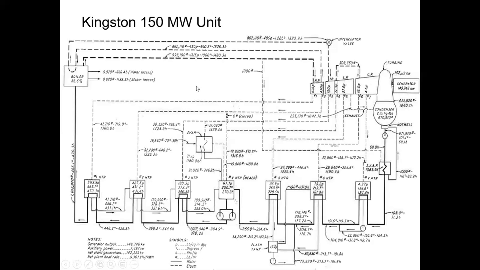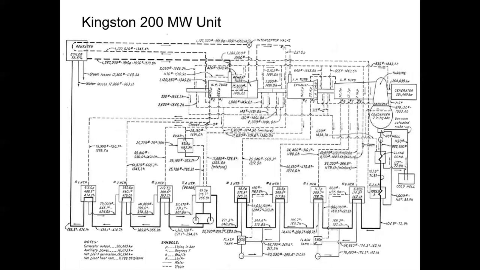So you can look at this. You can pause and look at it as much as you want. I just kind of wanted you to see what a real cycle is. And this is the real cycle for the larger unit. Kingston has 150 megawatt design units and 200 megawatt design units. And so you see it even gets a little more complicated.